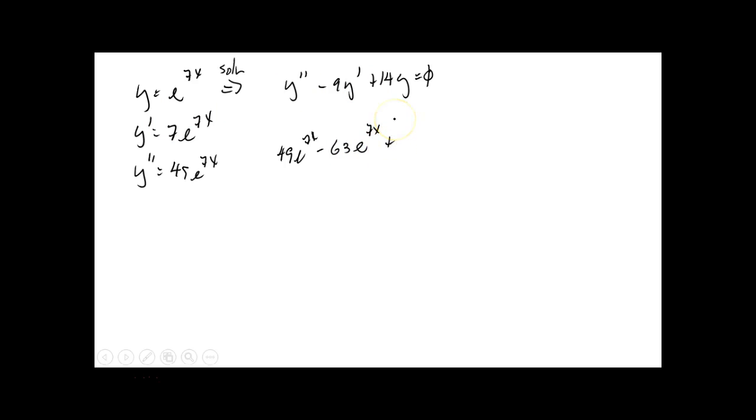plus 14 e to the 7x. So basically we need to add the 49 to 14, that gives us 63, and 63 minus 63 is 0. All right, so that indeed did work. It does satisfy that equation.